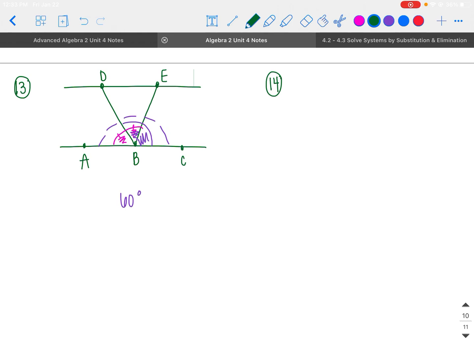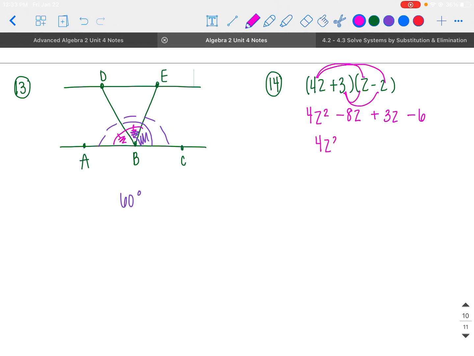All right, number 14. 4z plus 3 times z minus 2. All right, we have to double distribute. So we would get 4z squared minus 8z plus 3z minus 6, which is 4z squared minus 5z minus 6.